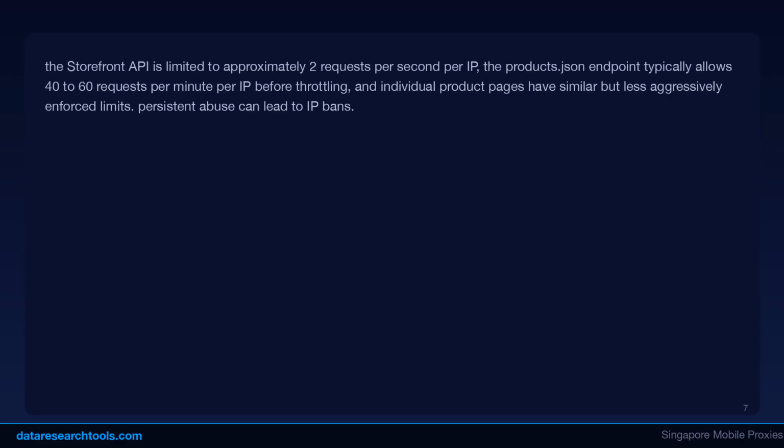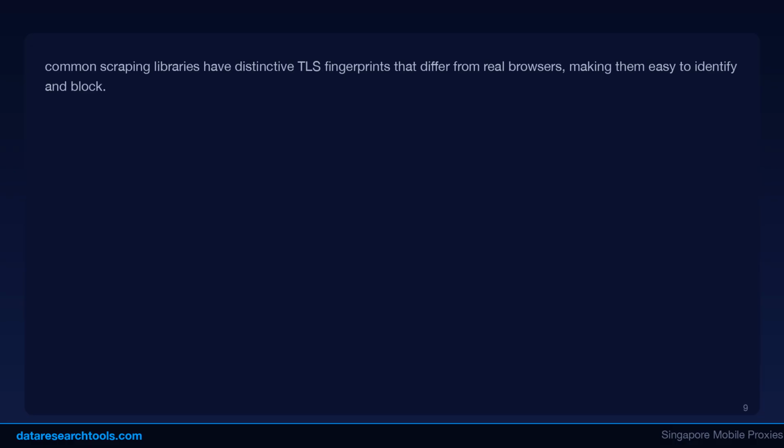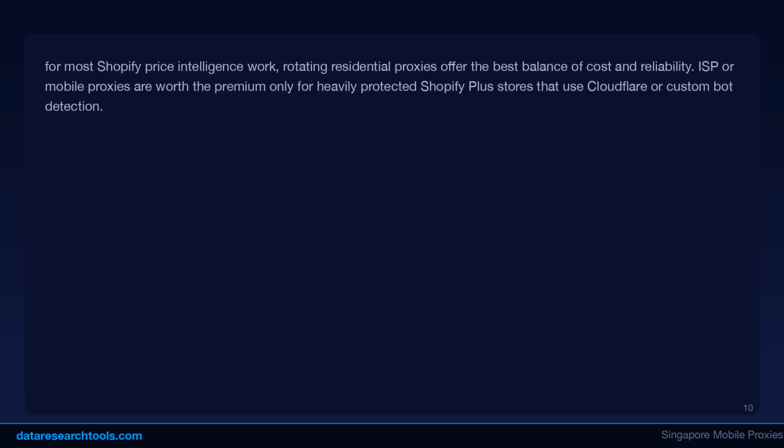Many Shopify Plus stores also use Cloudflare as an additional layer, which adds JavaScript challenges, browser integrity checks, and managed challenge pages that are difficult to bypass without a real browser environment. Shopify and its CDN partners also analyze the TLS handshake of incoming connections. Common scraping libraries have distinctive TLS fingerprints that differ from real browsers, making them easy to identify and block. For most Shopify price intelligence work, rotating residential proxies offer the best balance of cost and reliability. ISP or mobile proxies are worth the premium only for heavily protected Shopify Plus stores that use Cloudflare or custom bot detection.